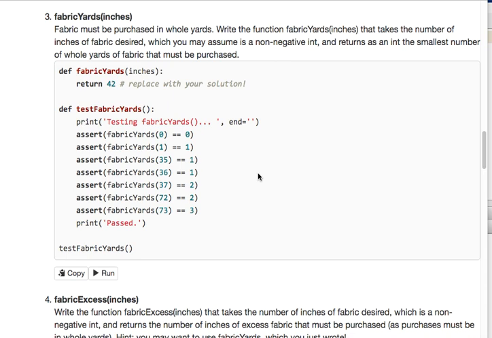Let's solve the fabric yards problem here. You're given a certain number of inches you want to buy of fabric, and then we have to determine how many yards you have to buy. But you only get to buy fabric in whole yards.